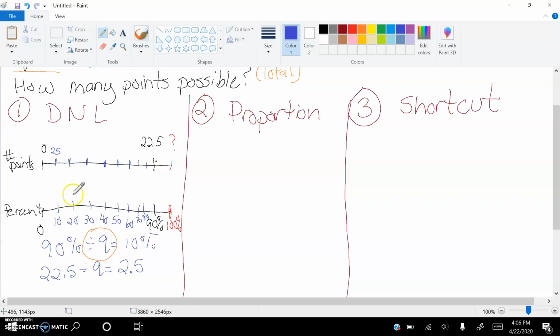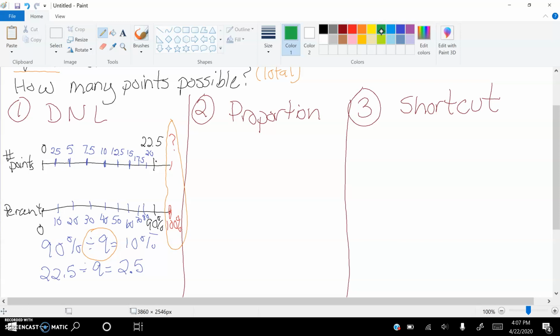Then if we got a 20%, we would double that. So that would be 5 points. 30, we're going to add 2.5 more points, so that would be 7.5. A 40% would be 10 points, so we're just going up by 2.5 points. 12.5, 15, 17.5, 20, and then 2.5 more would be 22.5. So continuing that pattern, what would 100% be? How many points would that be?